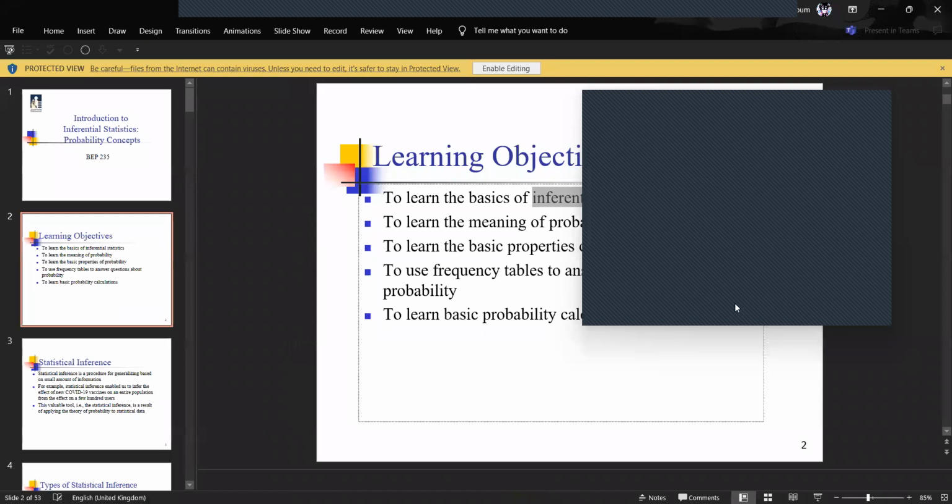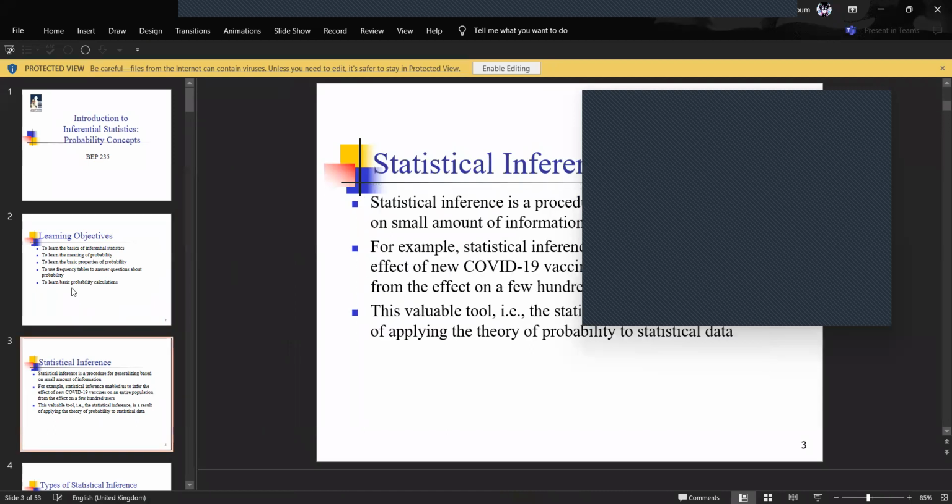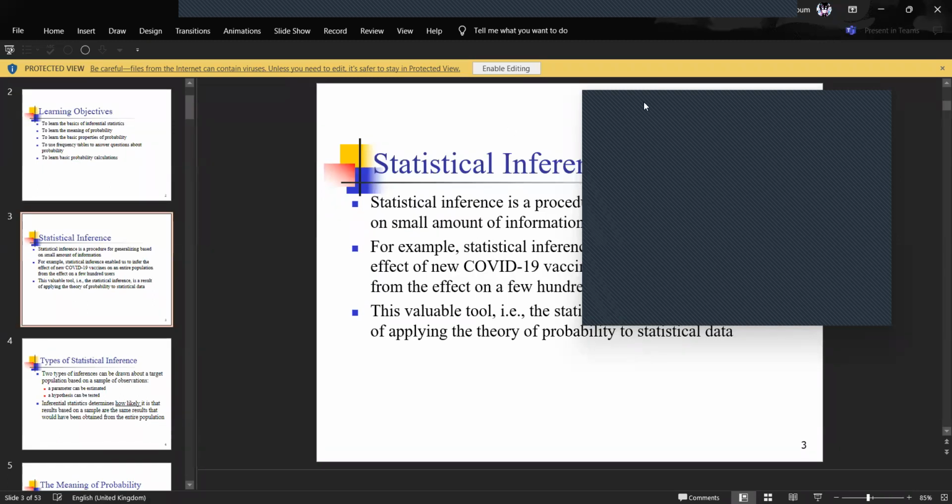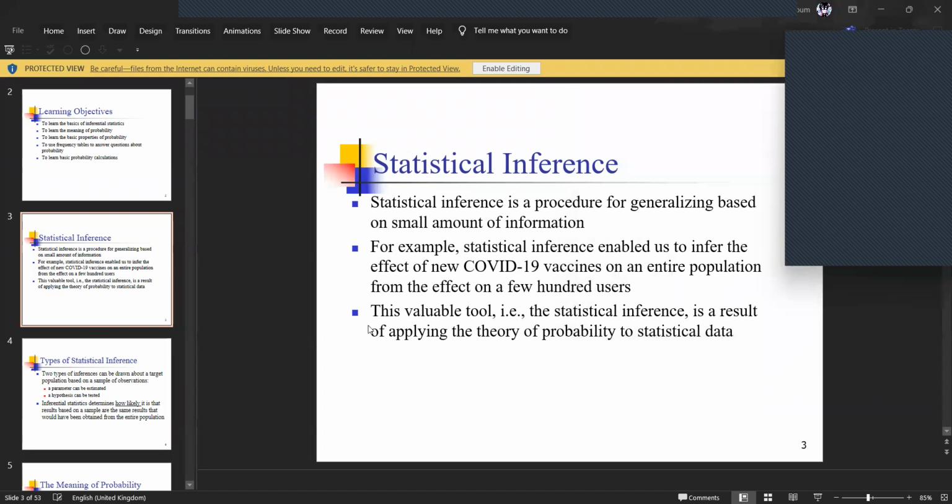Okay, since I was asked to explain this lecture as well, let's just go through it really quickly. So we have statistical inference. That's the procedure for generalizing based on a small amount of information. Basically what we're saying is we took a sample, we found data based on that sample, and the rest of the population is sort of similar to the sample, so we can say that they're the same thing.